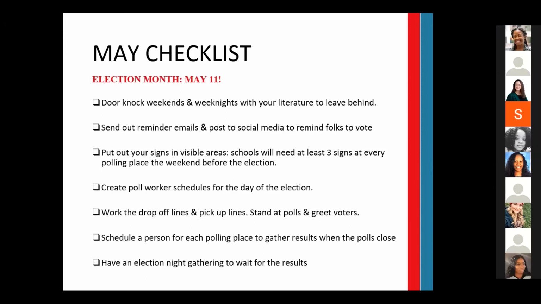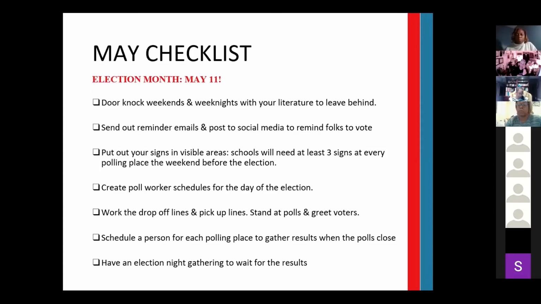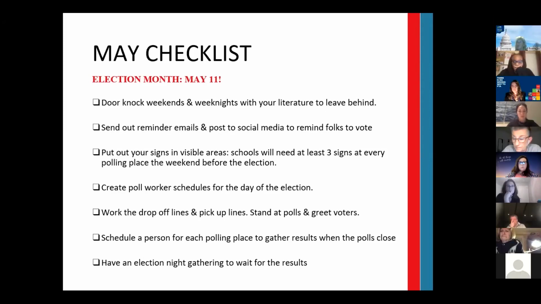You should actually make sure you have a person scheduled to pick up the results of the election from every poll. So you have a list of all the polls and you assign someone to get the election results. This way, because they're slower than molasses to give you the results, you have their official results, but they have to be certified. So if you're at the poll when it closes, you can wait and the poll workers will give you the totals of the votes for each thing. And then you add them up and you see if you won.